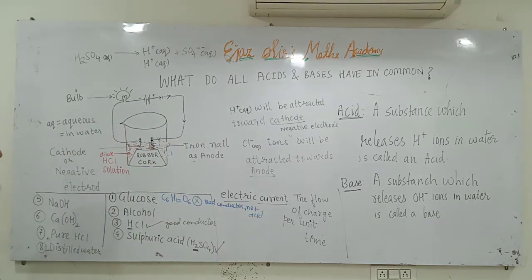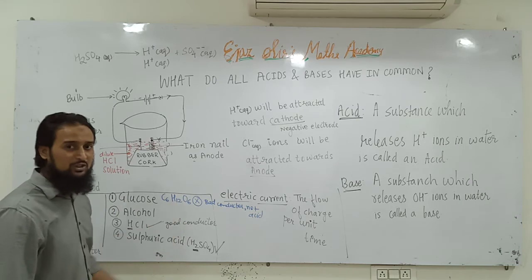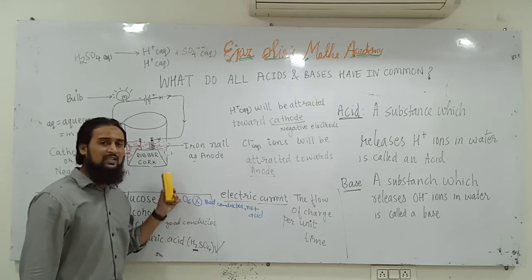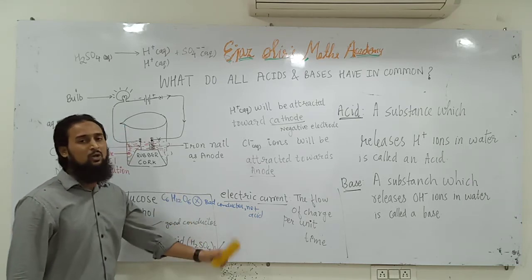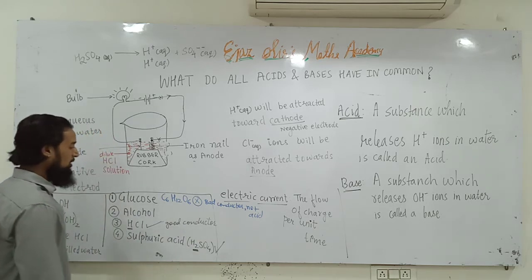So glucose is not an acid because it does not release H positive ion in water, and since it is neither an acid nor a base, it will not be a good conductor of electricity.